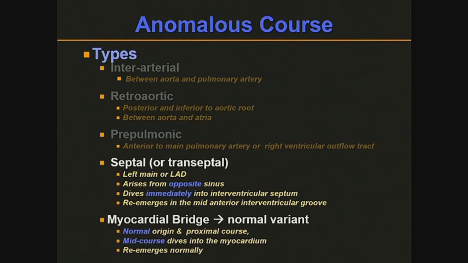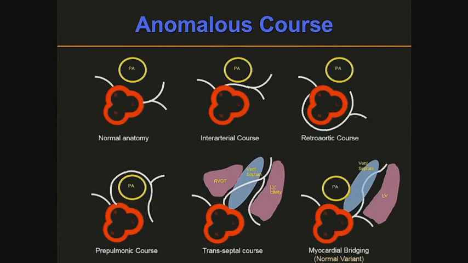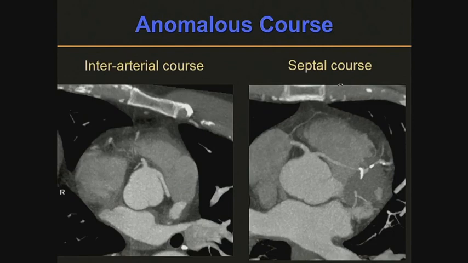A myocardial bridge sounds like that, but its origin is normal, its proximal course is normal, then it dives into the myocardium and reemerges normally. This diagram is trying to show that. Here's the intra-arterial course, the retroaortic course, the pre-pulmonic course. With transseptal, it goes through the septum, comes out in the mid-anterior interventricular groove, and then branches. Here's a diagram of the myocardial bridge: it originates normally, dives in, and comes out again.